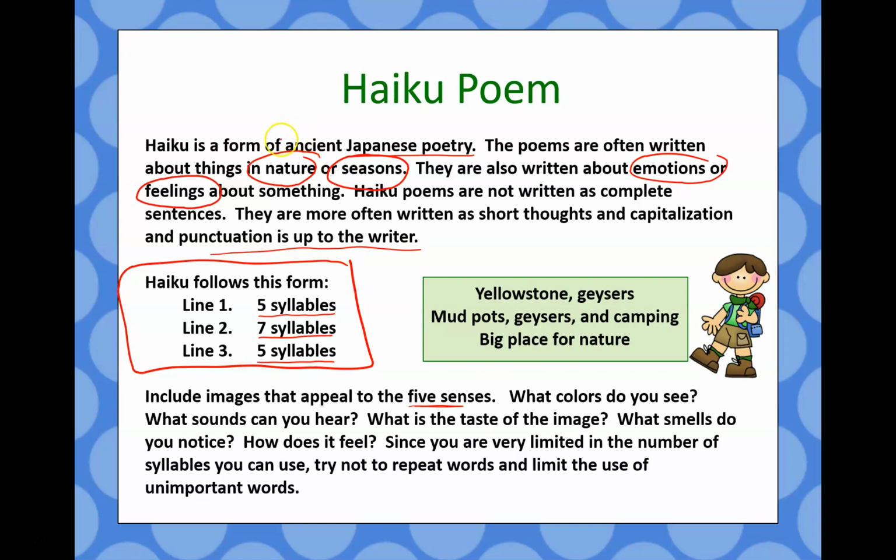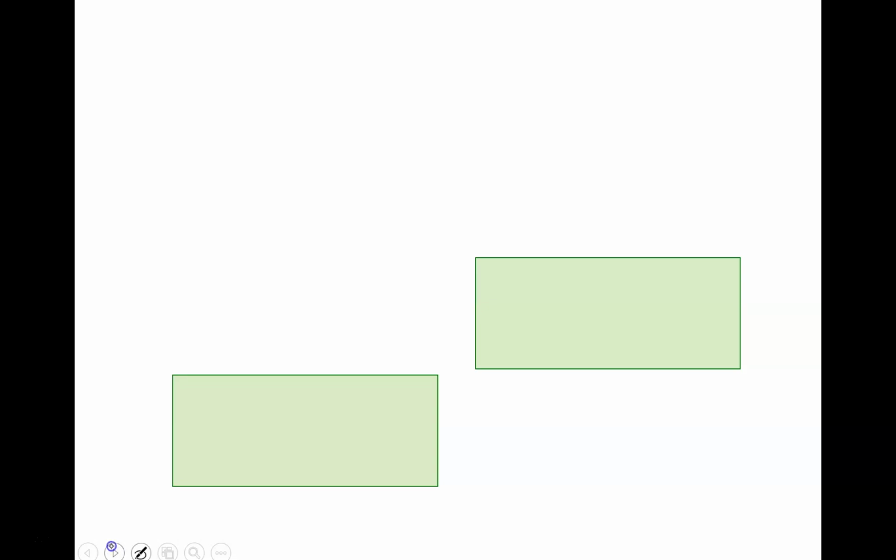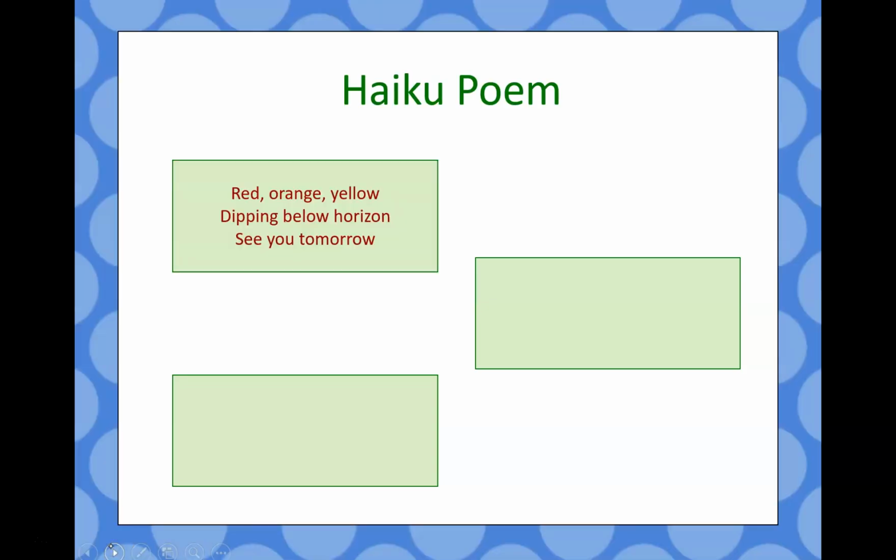So they told you up here at the top that it's usually about nature and seasons or about feelings and emotions. I didn't do all of my examples based on that. Sometimes it's fun just to write different kinds of haiku. But if you're truly trying to stick to the haiku style of poetry, it really is meant to focus on those 4 things. But let me show you some examples that I came up with. So one is, I didn't tell you what it is, so you'll have to try to decide. So my poem went: red, orange, yellow, dipping below horizon, see you tomorrow. And hopefully you can see that that was meant to be a sunset.